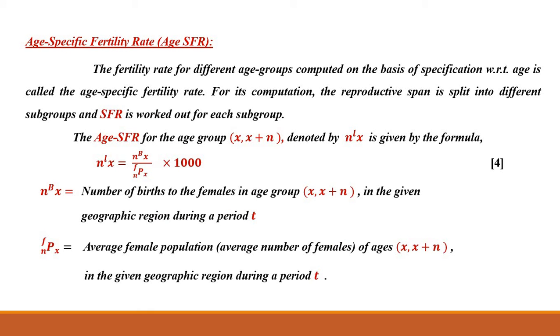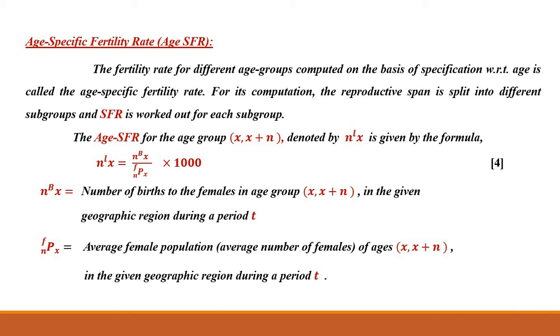A specific fertility rate is SFR. The fertility rate for different age groups, computed on the basis of specification with respect to age, is called the age-specific fertility rate. For its computation, the reproductive span is split into different subgroups and SFR is worked out for each subgroup. So the age SFR for the age group x to x+n, denoted by nIx, is given by the formula nIx equals nBx divided by nFPx, into 1000.